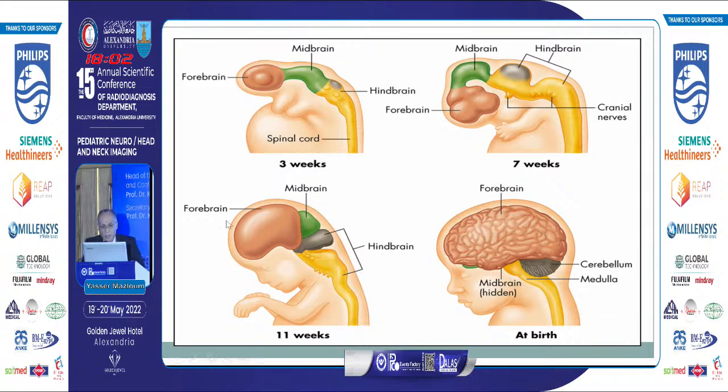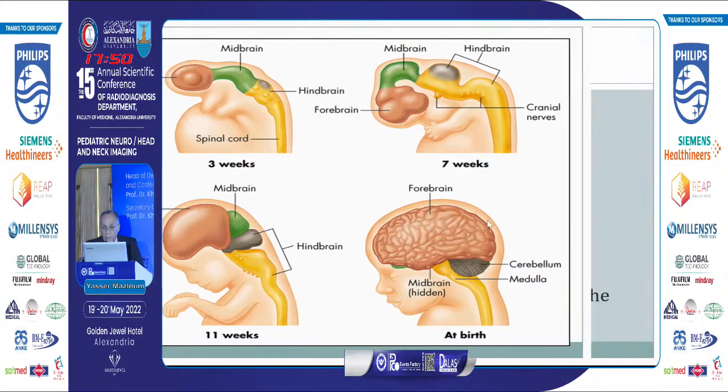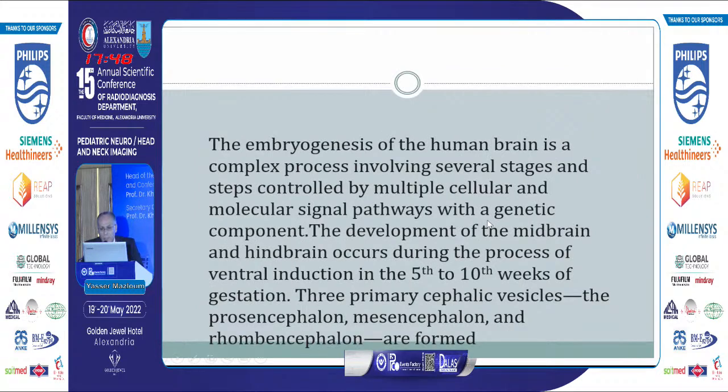Actually, at 3 weeks starts the primitive brain vesicle, and at 6 weeks starts segmentation. Almost at 11 weeks, all the brain is formed. At birth, the brain is totally covered. The embryogenesis of the human brain is a complex process involving several stages and steps controlling multiple cellular and molecular signal pathways with a genetic component.